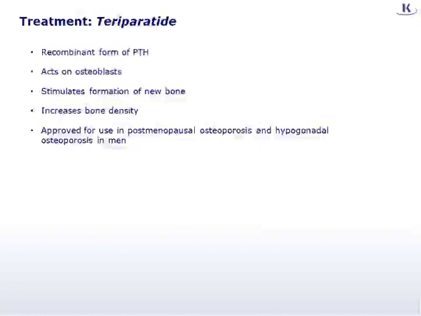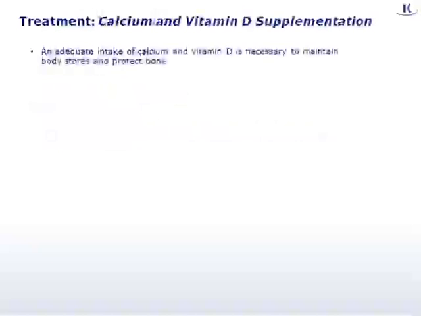Teriparatide is a recombinant form of PTH. Although in calcium deficiency, PTH stimulates the breakdown of bone, when given intermittently, it acts on osteoblasts rather than osteoclasts. In this way, it stimulates the formation of new bone, thus increasing bone density. Teriparatide is approved for use in postmenopausal osteoporosis and hypogonadal osteoporosis in men.